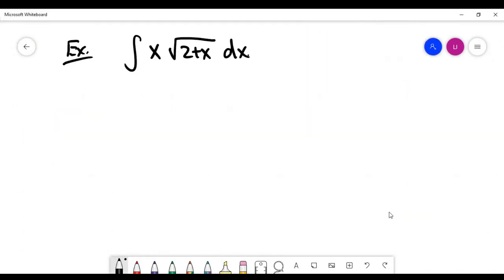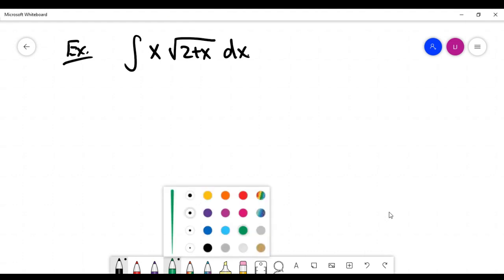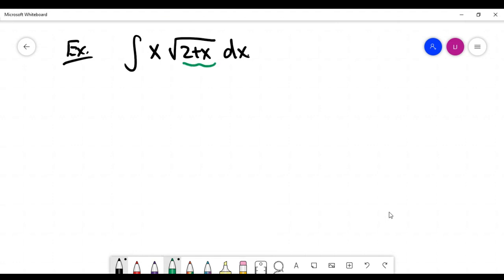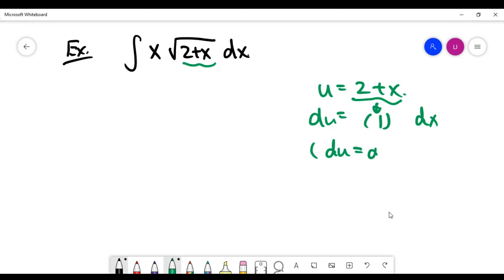So let's turn our attention to this current problem. X times square root of 2 plus x. We need to find the integral of this. And once again, similar to the last one, we have to try something by u substitution. For example, if you let u be 2 plus x, and du is gonna be the same as something times dx, and this something is the derivative of 2 plus x, which is 1. So basically, it just means du equals dx, right?